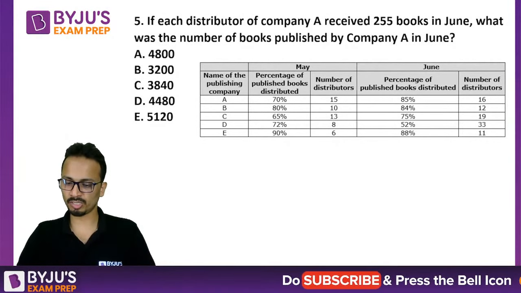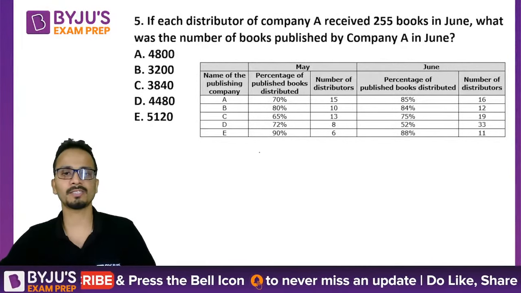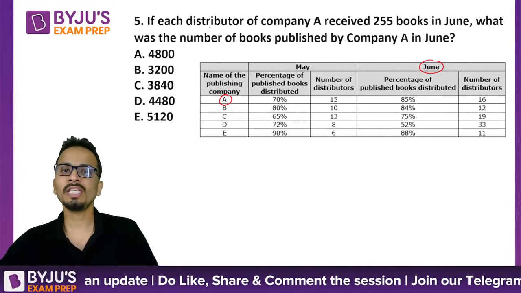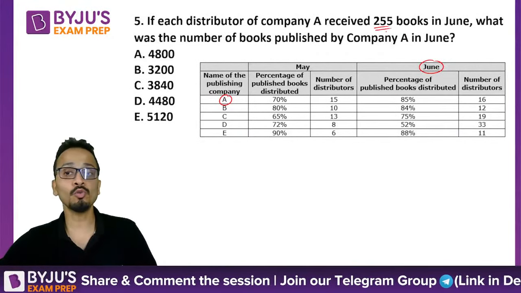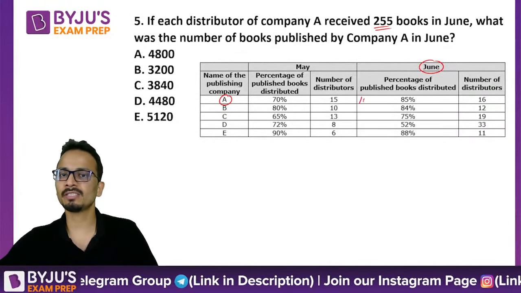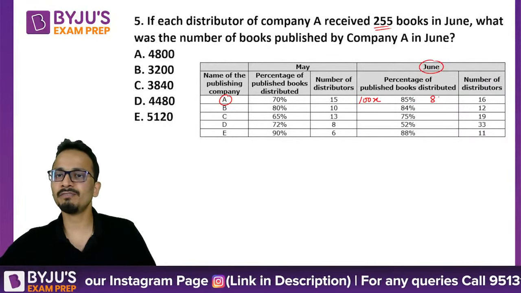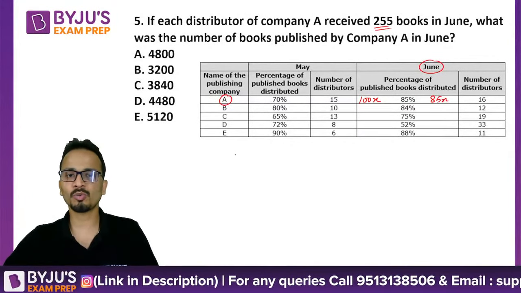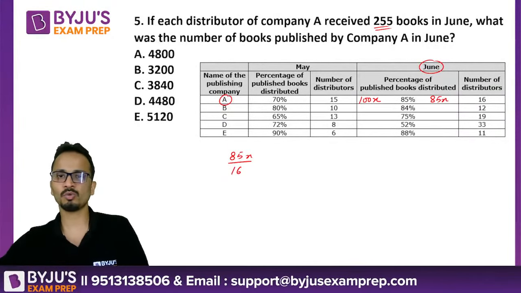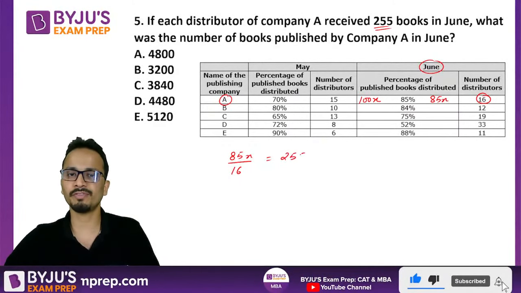All right. So Rishabh, Abhilasha, Sahil, three same answers. Ruchi, Prashant, nice. So they're talking about company A and the month is June. So each distributor of company A received 255 books in the month of June. So I'll assume that the number of books published is 100x. Number of books distributed will be 85x, and each distributor will get 85x divided by 16. Number of distributors was 16. So 85x divided by 16, this number is given as 255.